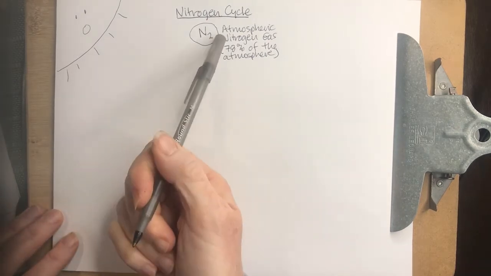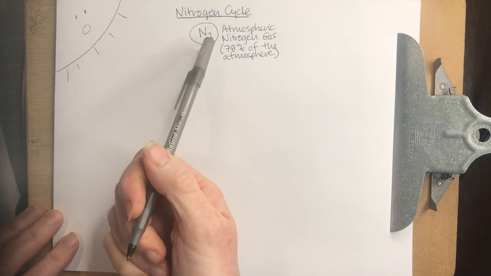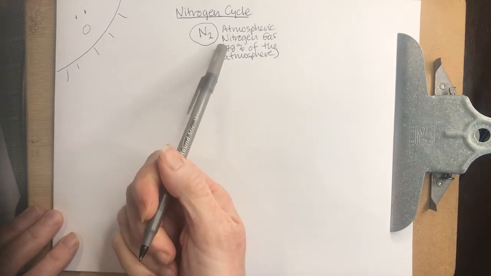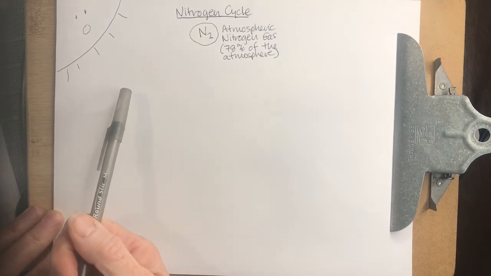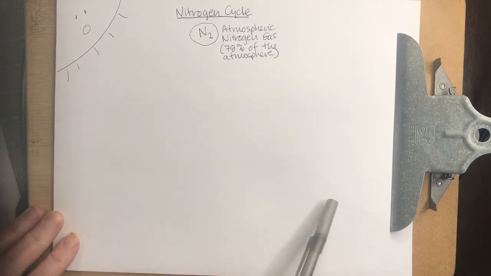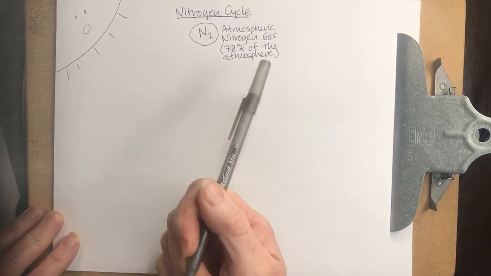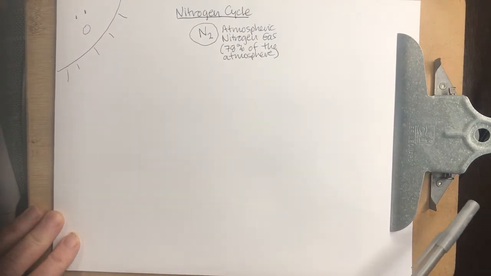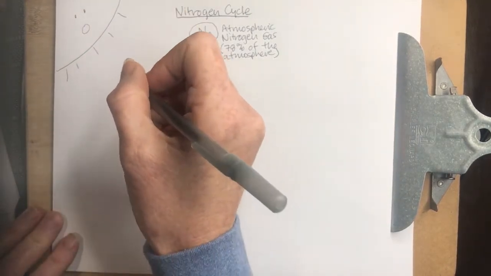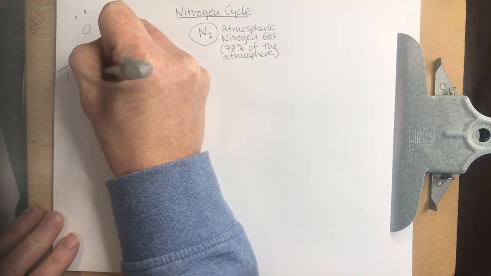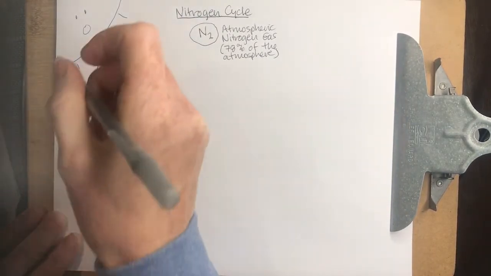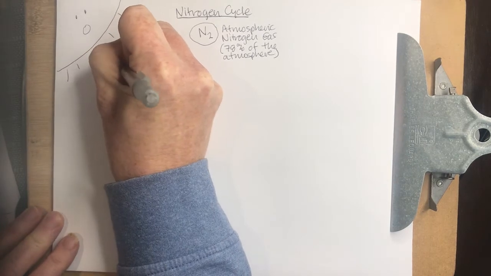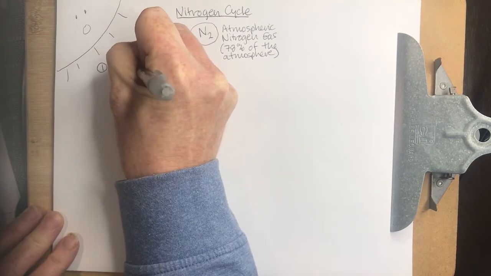So the nitrogen cycle is all about how we can make nitrogen gas into a form that's usable by plants and animals, and then how it cycles through the soil, and then eventually back into the atmosphere. So we're going to start over here with the process of changing that nitrogen into a usable form. It's called nitrogen fixation.